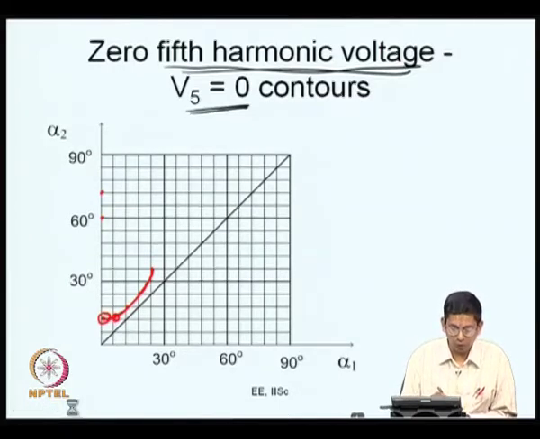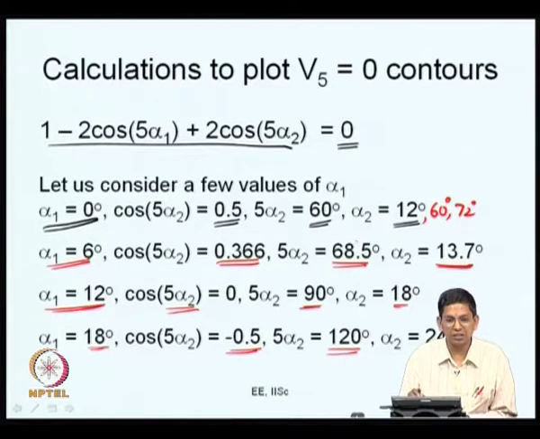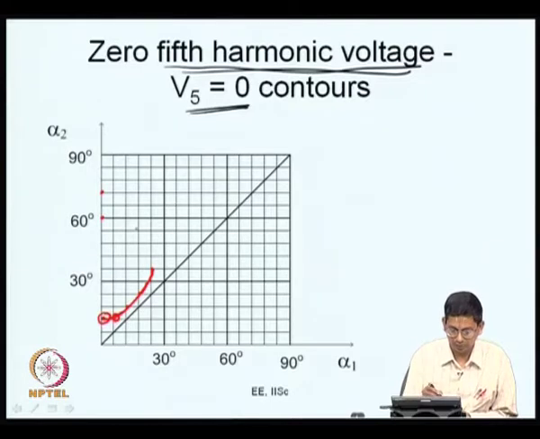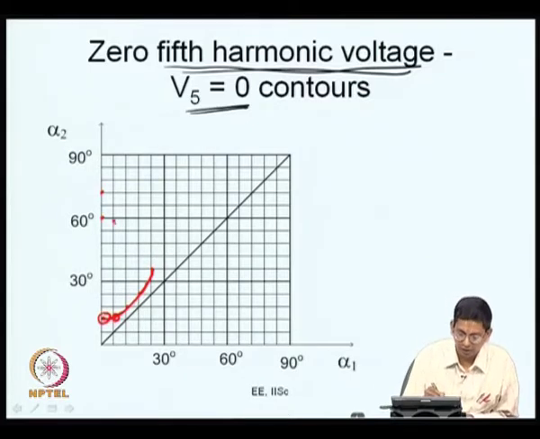So, let us just consider one other set of solution. If it is 360 minus 68.5, your alpha 2 is going to be something different. 360 minus 68.5 is something like 291.5. 291.5 divided by 5 is something like 58 or so. So, what you are going to get is like this. Similarly, if you consider the second solution, 360 minus whatever, then you will find that these are the points you will get.